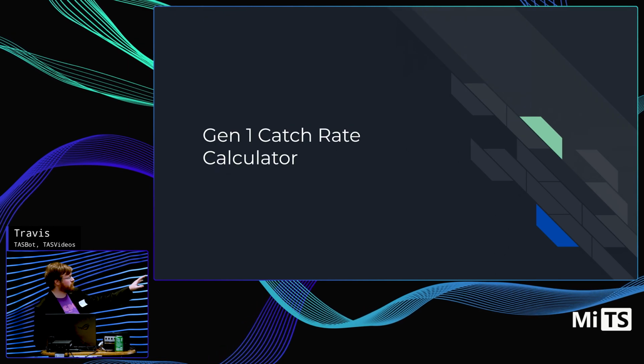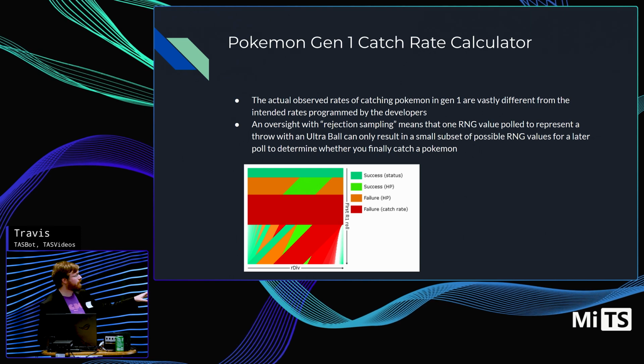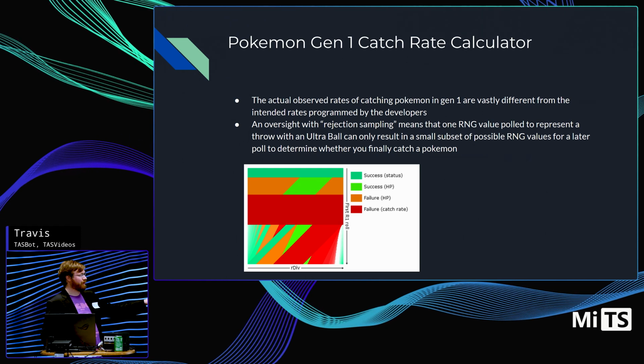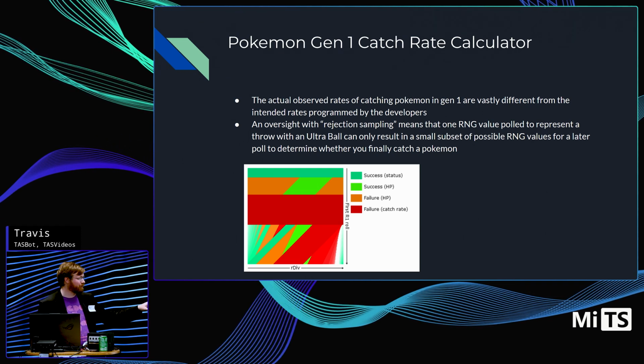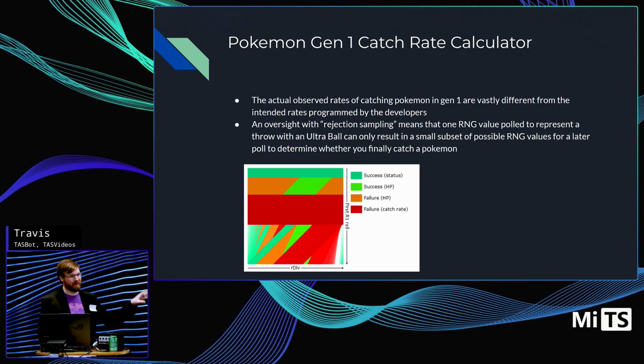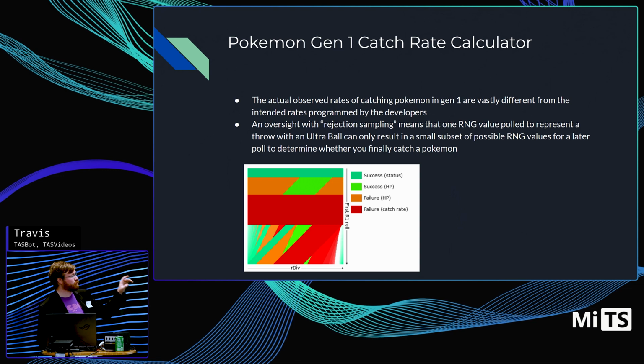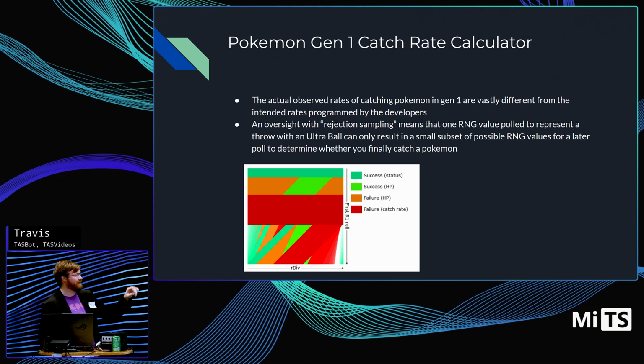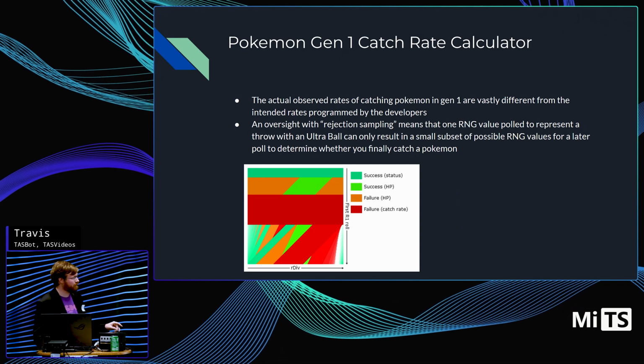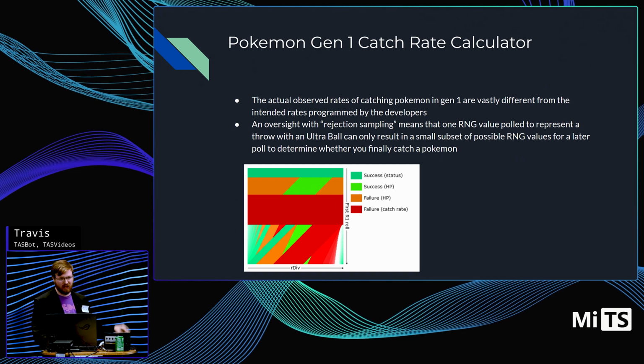So the first one is the Gen 1 catch rate calculator. The Gen 1 catch rate calculator accounts for a problem when usually trying to calculate the odds of catching a Pokemon. The actual observed rates are vastly different from the intended rates programmed by the developers. This is because of a rejection sample.